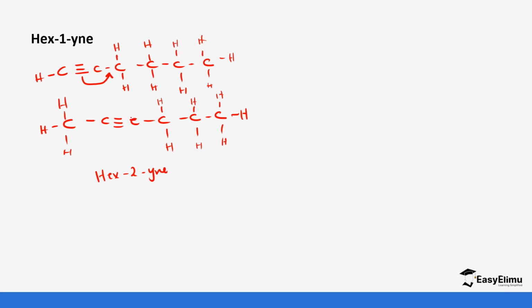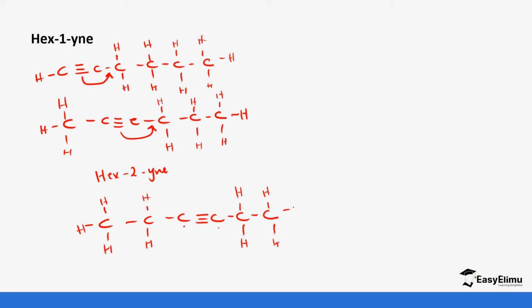So we can also move this triple bond to carbon number 3. Our new compound becomes, so we draw the 6 carbons. We place the triple bond at carbon number 3. This carbon has hydrogen, hydrogen, hydrogen. We're not going to add any hydrogen in this carbon, nor in this carbon. Then hydrogen, hydrogen, hydrogen, hydrogen, and hydrogen. So this becomes hex-3-yne.